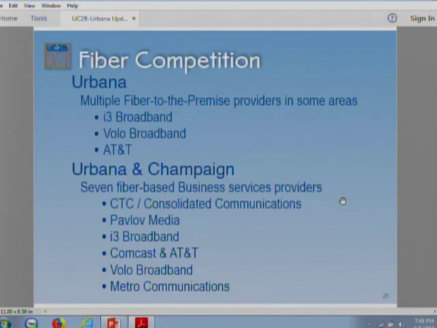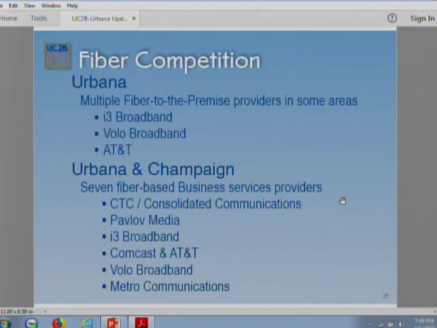What's that do to price? It keeps the prices low. What's that do to service? Hopefully it keeps the service levels high. It's been a long time since AT&T or Comcast has raised their rates on things around here. There's a reason for that. There's competition now. If you're a business in Champaign-Urbana, you have 7 different options for fiber providers.